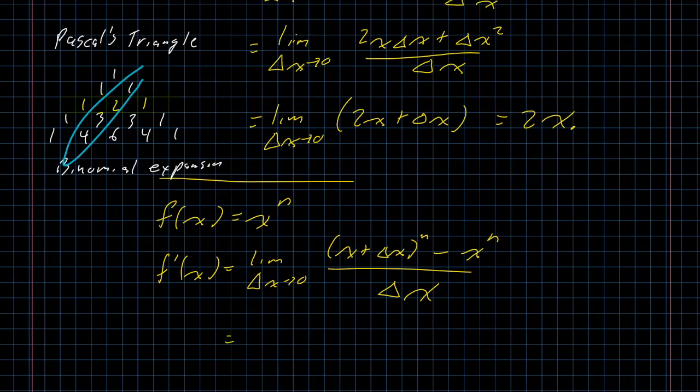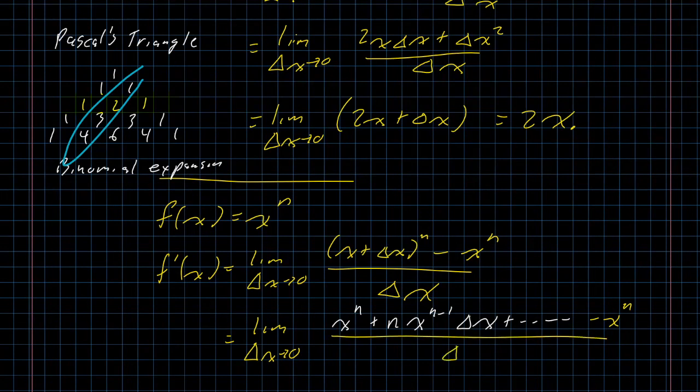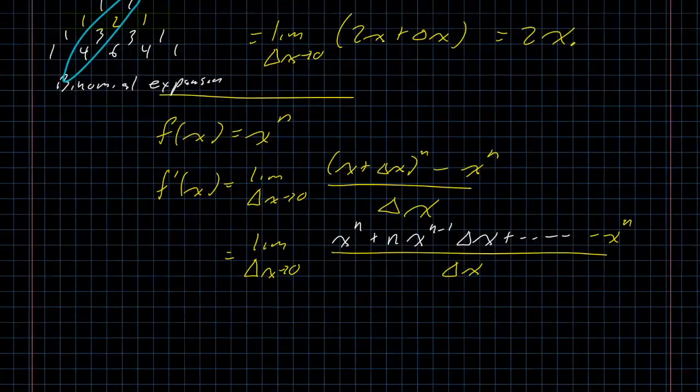So if I expand this out, I'm going to have the limit as delta x goes to 0. I know that I'm going to have x to the n power. I'm going to have n times x to the n minus 1 times delta x. And I'm going to have several more terms. Those several more terms are going to have delta x squared, delta x cubed, all the way down to delta x to the n power. The x to the n's will cancel each other out.